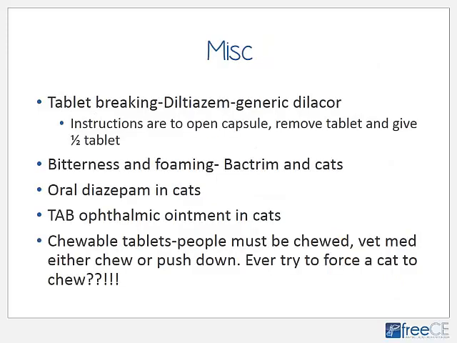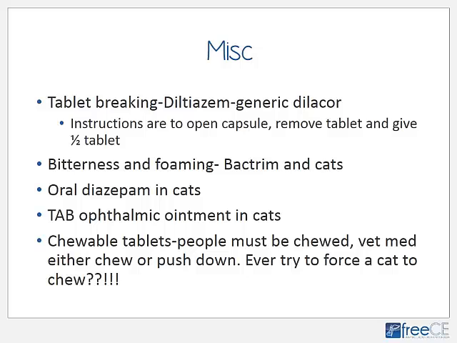And now I have a few miscellaneous items that just didn't fit nicely into other categories, but I thought would be useful and interesting for you. For example, in pets with cardiac disease, you may see diltiazem prescribed. The prescription for generic Dilacor may read, open capsule, remove tablet, and give a half a tablet. We get calls from pharmacists to let us know that the tablet shouldn't be cut. We do it anyway, and it is often the easiest and least expensive option to medicate the pet.